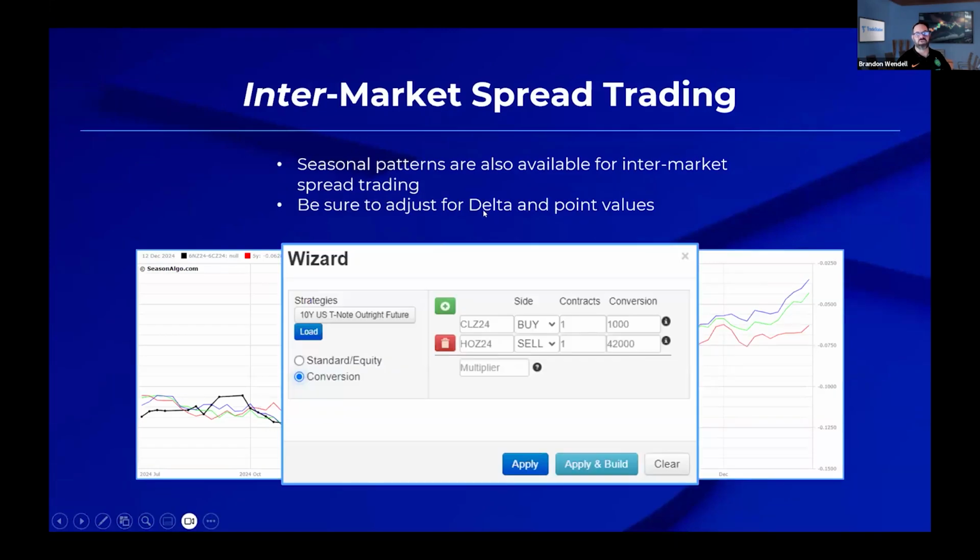But again, you've got to make sure you adjust for the delta and the point values. In this case, it was crude oil 1,000 per point, heating oil 42,000 per point. Got to use those notional values for charting.